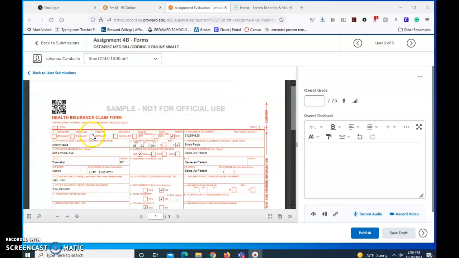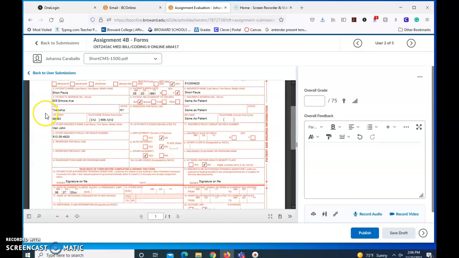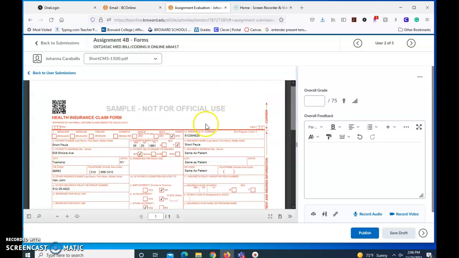Okay, for Paula Short, this one is TRICARE. So this one's checked off. Okay, all 3 are no again. You do have John, which is great. Not sure if that number needs to be here. That number is only up here where it should be with Paula's information.